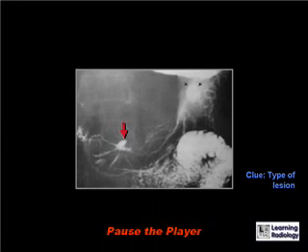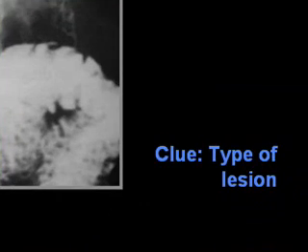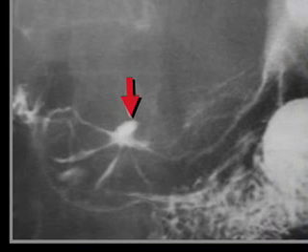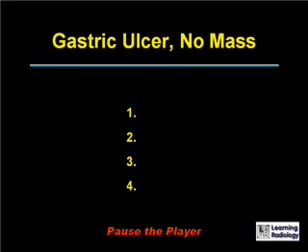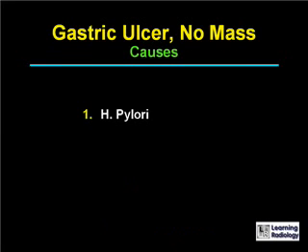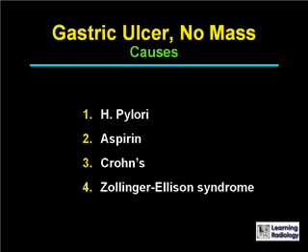Is the next differential diagnosis. The differential is for a gastric ulcer without mass. There are 4 causes. The causes of a gastric ulcer with no mass are H. pylori, aspirin-induced, Crohn's disease, and Zollinger-Ellison syndrome.